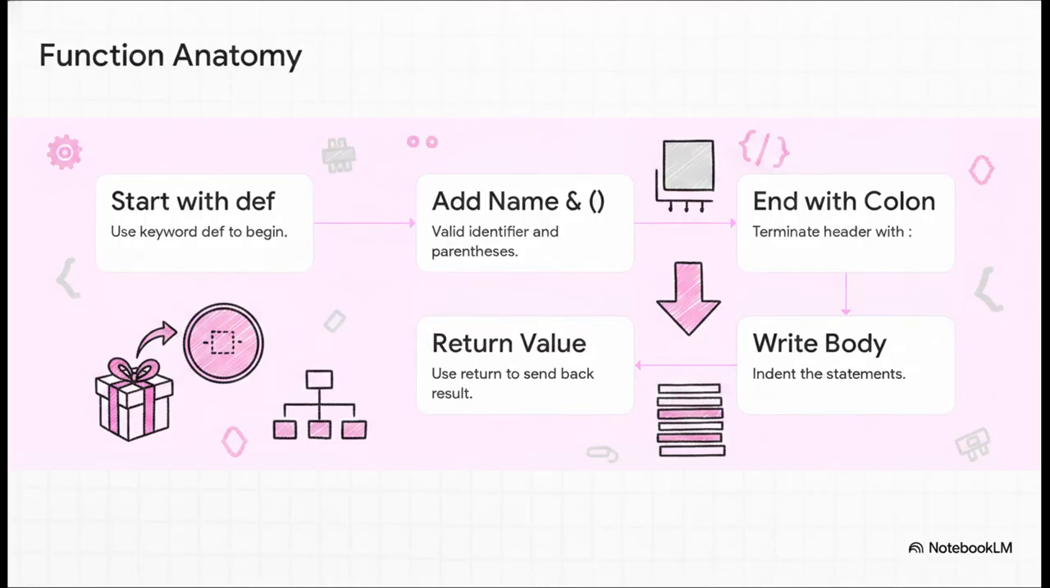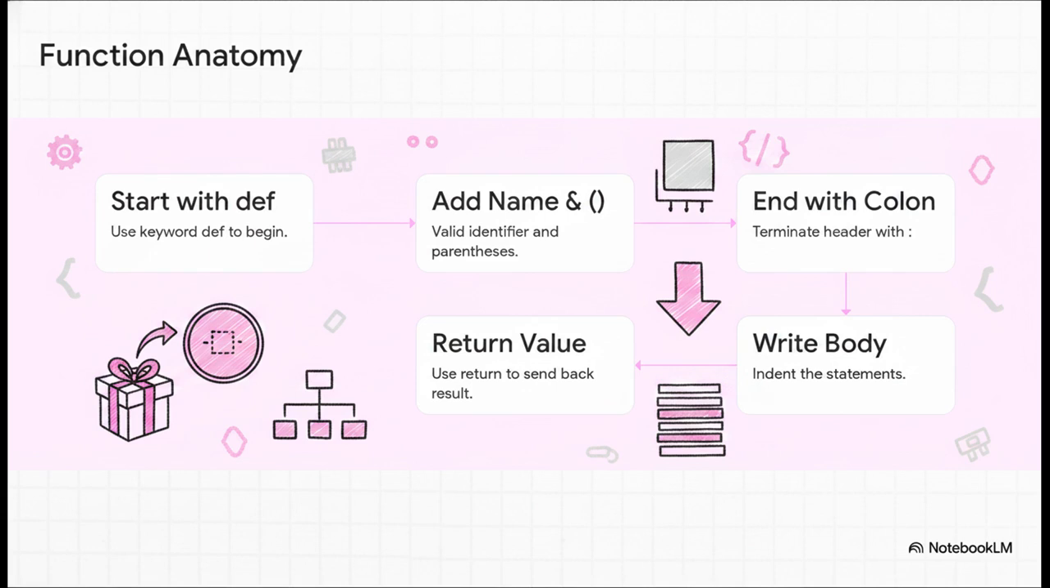So, creating a user-defined function follows a very strict anatomy. You always, and I mean always, begin with the keyword def, which is short for define. You follow that with a valid Python identifier as your function name, and then a set of parentheses. Now, crucially, you cap that header line off with a colon. That colon is what tells Python, hey, instructions are coming up next. Then comes the body, which is your actual algorithm, and it absolutely must be indented. Anything unindented is just completely ignored by the function.